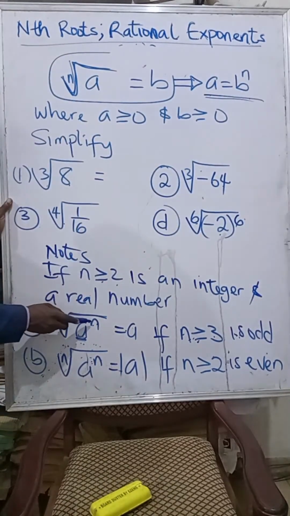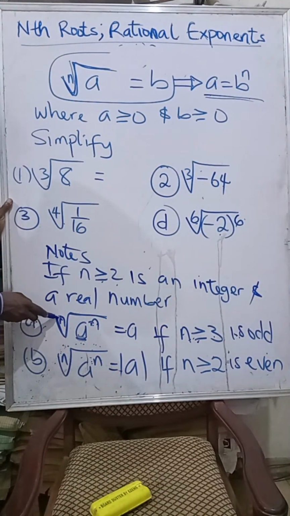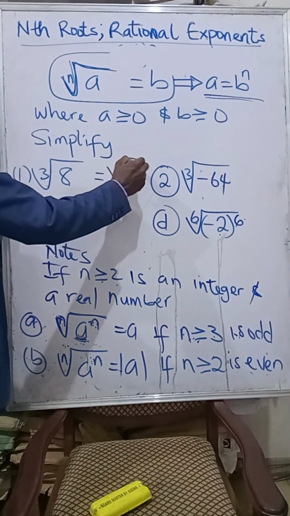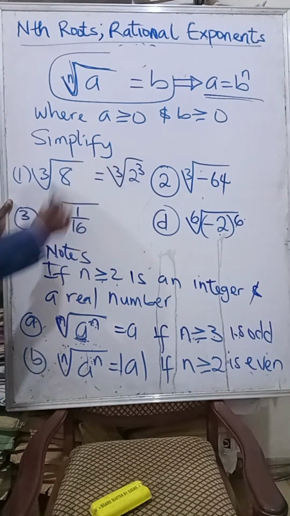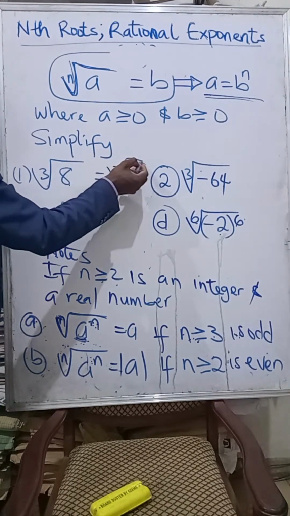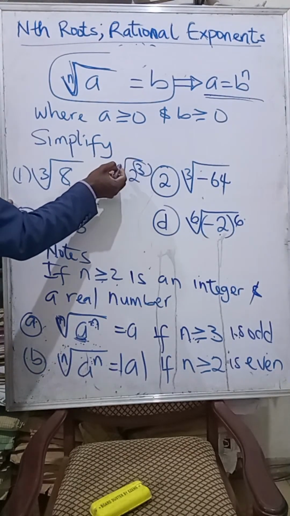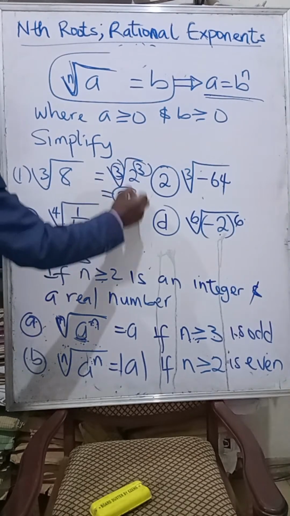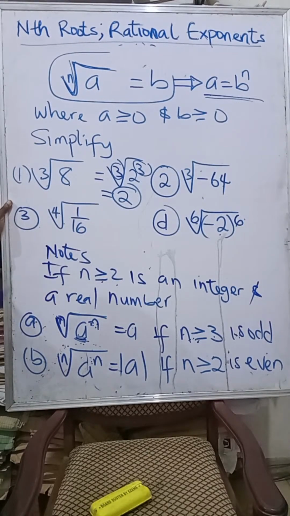So once this n here and the one at the root are the same, your answer will be the base. For this case, we can write this one as 2 to the power 3, and your 3 is here. You can see this 3 here is an odd number, and it's the same as this. So it's going to give you 2. Actually, we know that the cube root of 8 is 2.